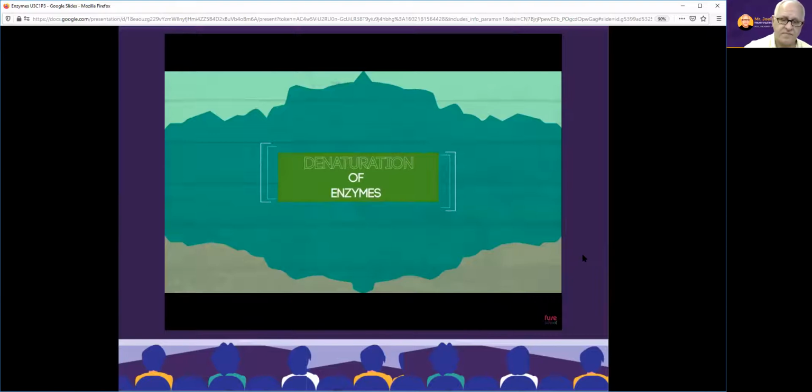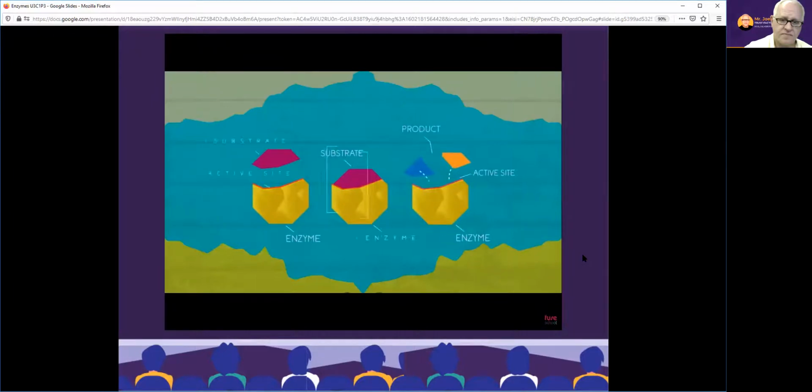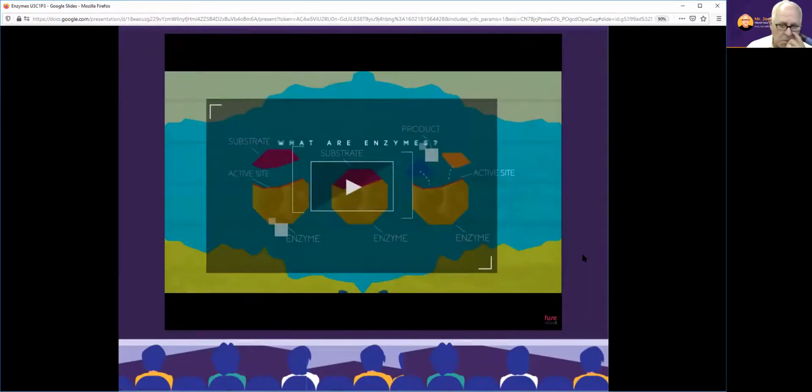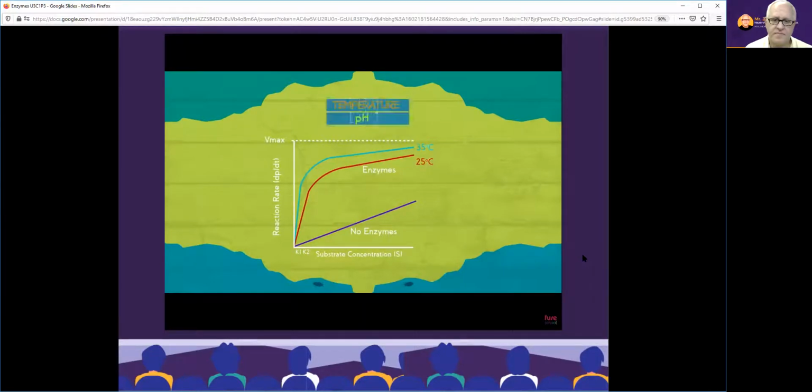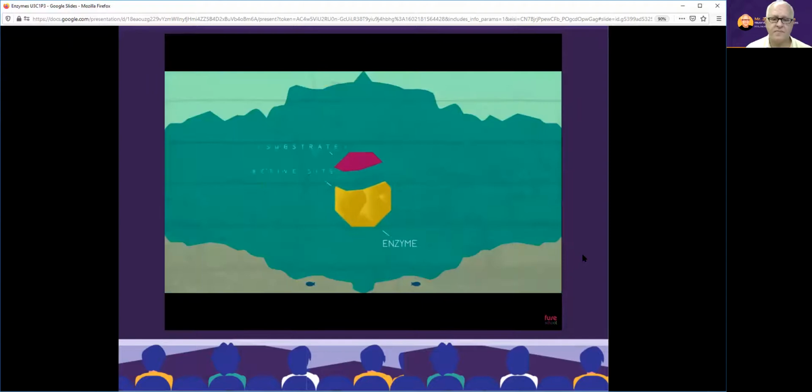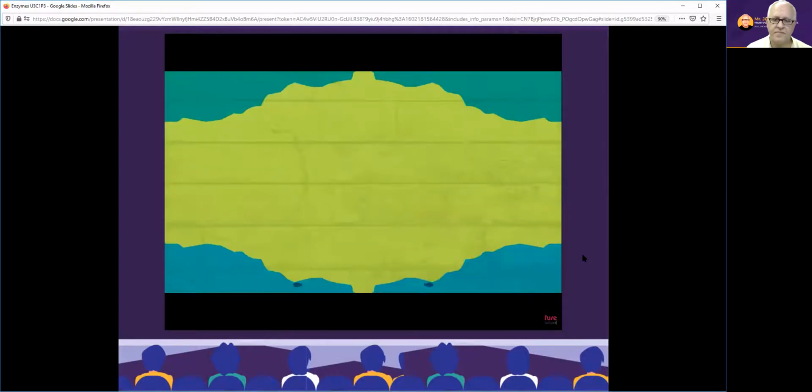Denaturation of enzymes. Before we start, you should already know what enzymes actually are. Watch our video, What are enzymes? Each enzyme has conditions under which it functions best. In other words, the point at which the rate of reaction is at its highest. Amongst these conditions, the most well-known are temperature and pH. If these conditions vary from the optimal level, the enzyme can become denatured, and consequently the rate of reaction will decrease. However, different enzymes have different optimal conditions.